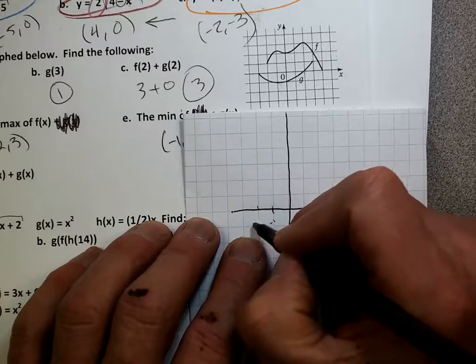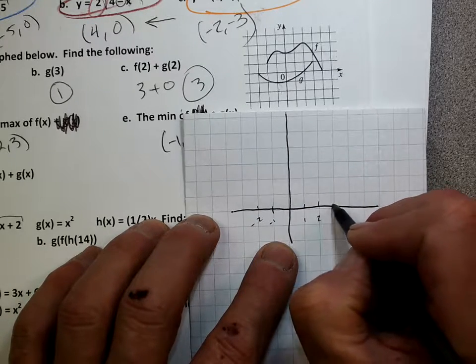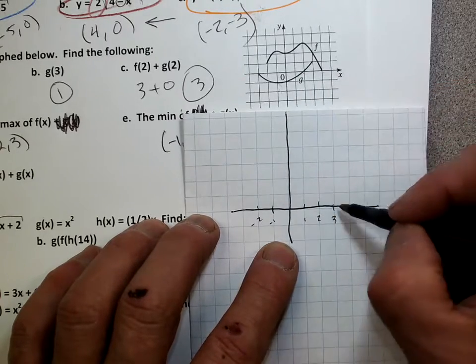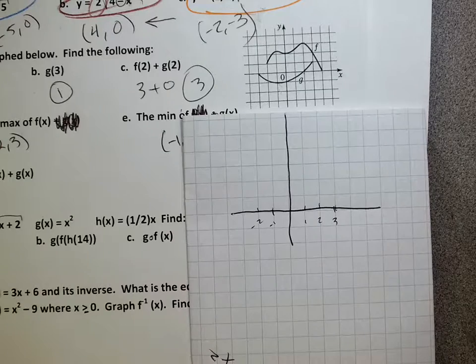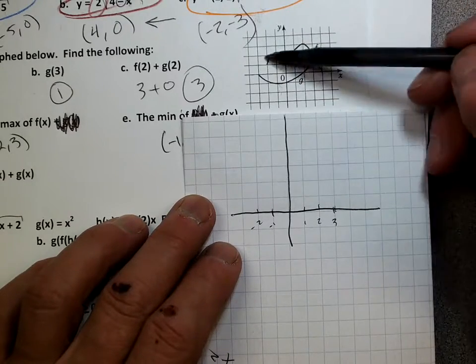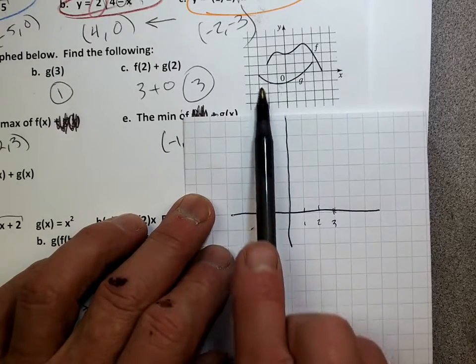-1, -2, 1, 2, 3, 1, 2, 3. Okay? All right? Now, part of my problem is I cannot graph f plus g right here because there's no f value. Does that make sense? Right here, I cannot graph because there's no f value.